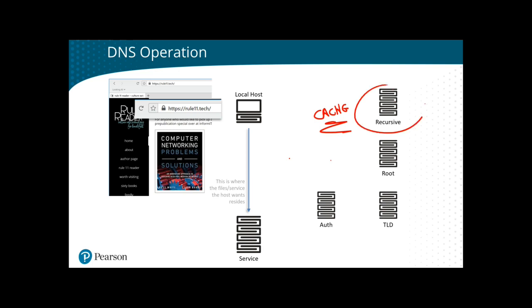So anyway, the recursive server is going to cache this. And all that means is it stores it in a local database for future use. The local host is also going to cache this in its own local cache. So it's going to be 2 copies of this.